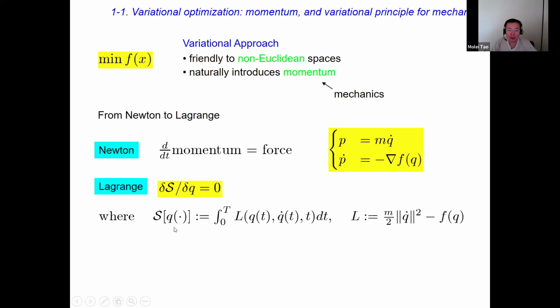So you define this action to be the integral of something called a Lagrangian, which in this case is basically kinetic energy minus potential energy, and then you consider the critical point of this infinite dimensional action functional, and then the critical point satisfies basically an infinite dimensional equation that's going to be exactly Newton's equation. So this is called the Euler-Lagrange equation of this variational principle. In this case, it's exactly Newton's equation. You may wonder, how is this relevant to optimization? So far, there's no relevance.